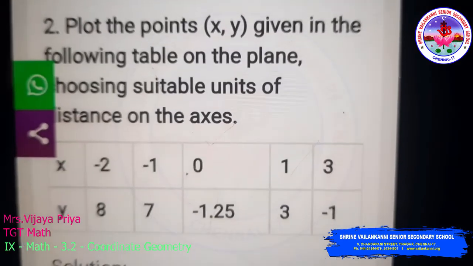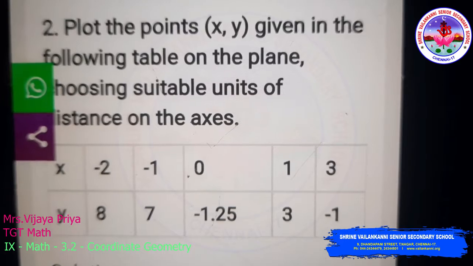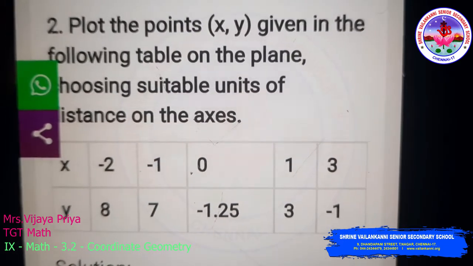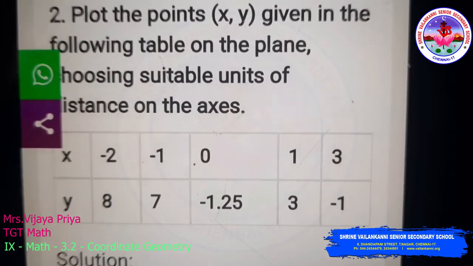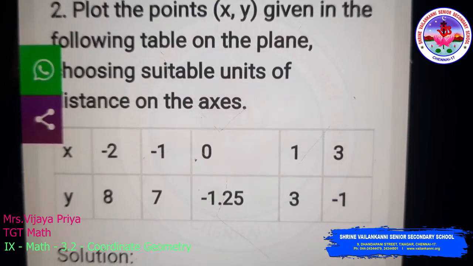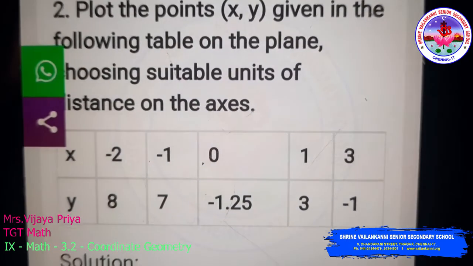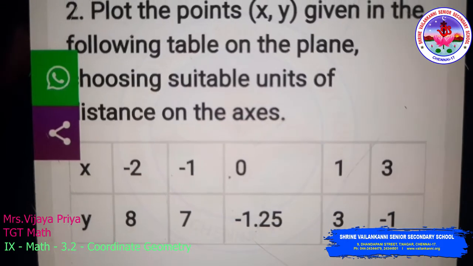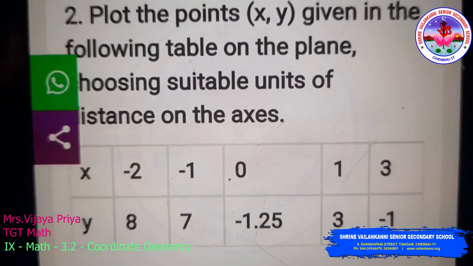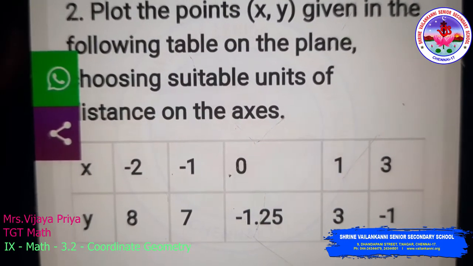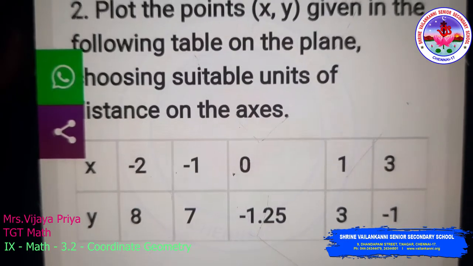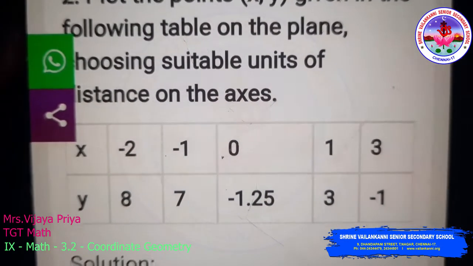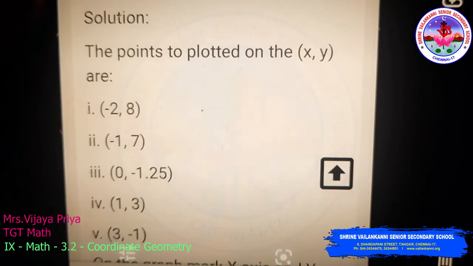Second problem: plot the points (x, y) given in the following table on the plane. Choose suitable units of distance on the axis. He has given the tabular column where he has given the x coordinate value and y coordinate value. So we want to plot the coordinates on the Cartesian plane. Now I am taking the points, writing separately.